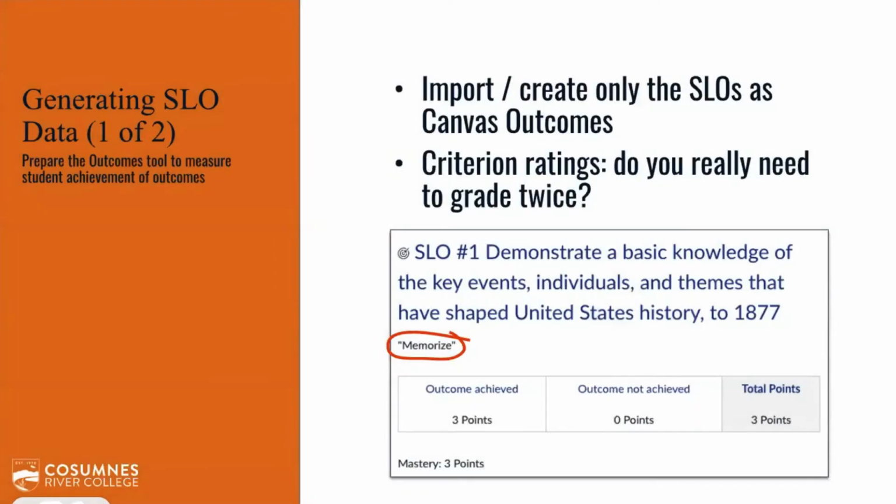So in Canvas, I'm going to create 3 outcomes. I've got 3 outcomes in my course outline of record. And the title of the outcome is the title there. You see that SLO number 1, demonstrated basic knowledge, all that. And then in the friendly name or the description, I've got the word "memorize" with quotation marks on it.